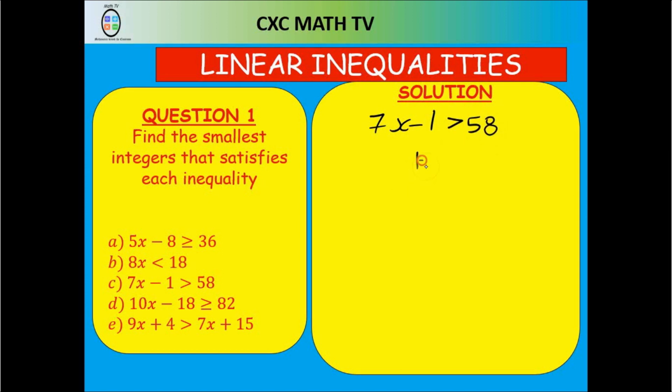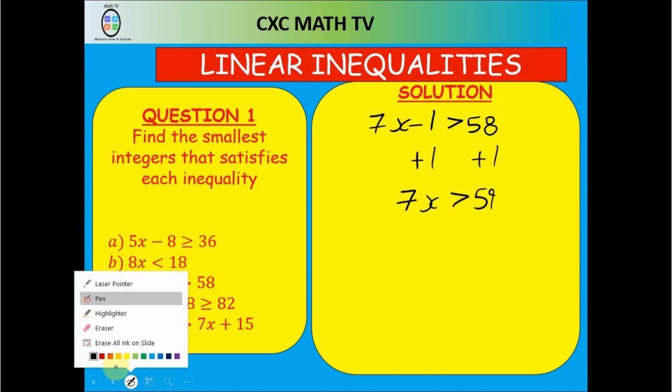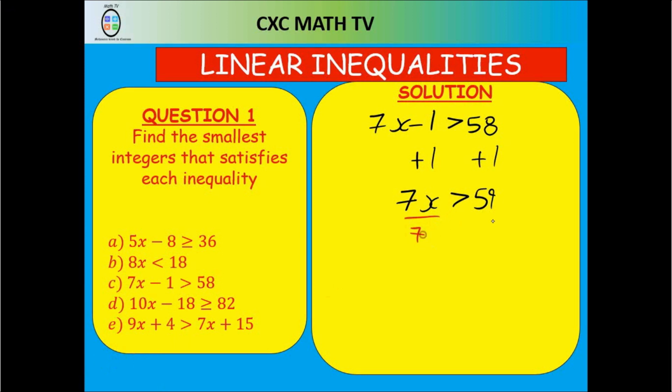So we add 1 to both sides first. We have 7x is greater than 59. And then we divide both sides by 7. So we get x is greater than 59 over 7. 7 into 59 goes 8 times, 8 and 3 over 7, so somewhere about 8.4. x is greater than about 8.4.